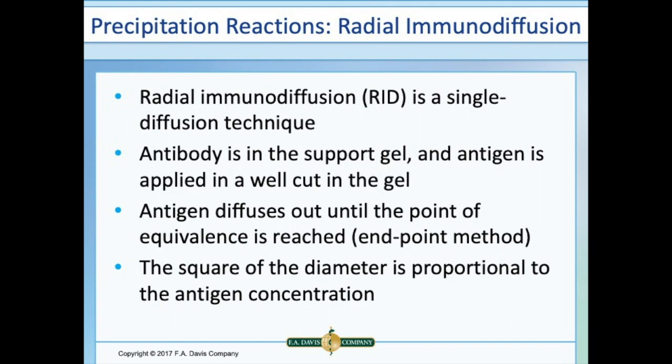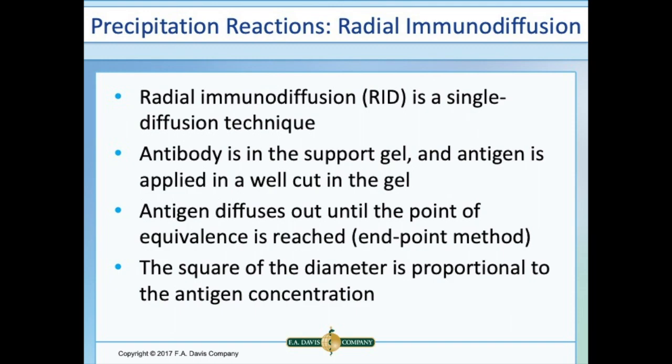So first we have radial immunodiffusion. Radial immunodiffusion is a single diffusion technique. The antibody is in the support gel, and a well is cut in the gel. Since it's a gel, it can easily be cut, and then you apply the antigen. It is also used for the measurement of C3. There are two ways of doing it: you can use the endpoint method, or the kinetic method. The square of the diameter is proportional to the antigen concentration.